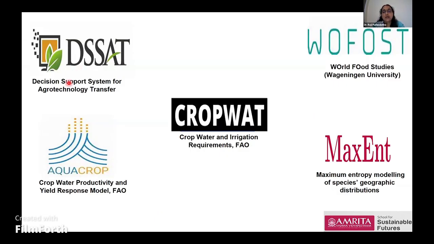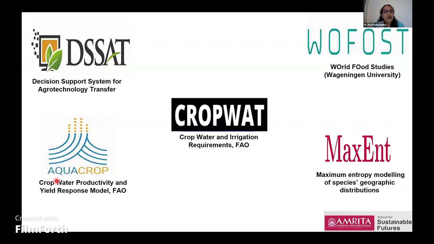Just remember, these are only some. There are many crop models available internationally. So these are some of the freely available platforms, and you can easily get access to these models. This is the Decision Support System for Agrotechnology Transfer, the DSSAT model.